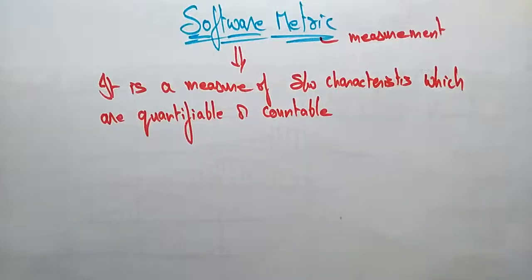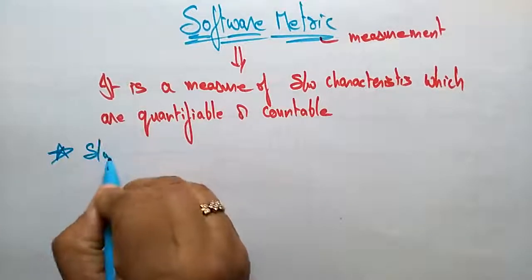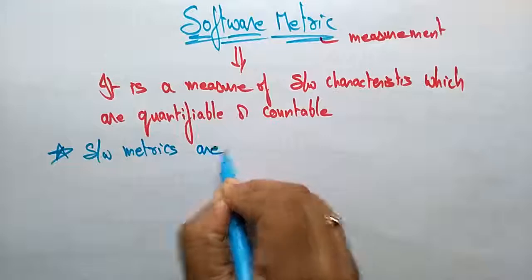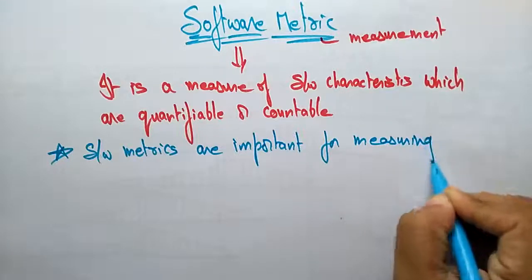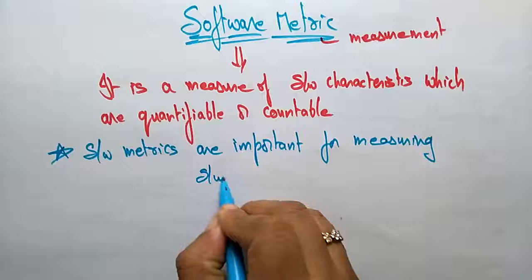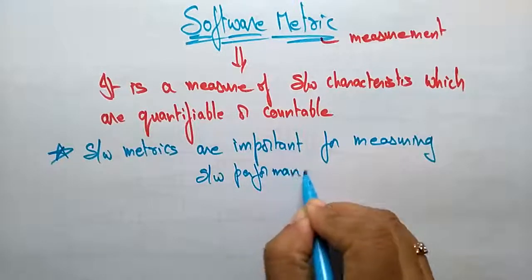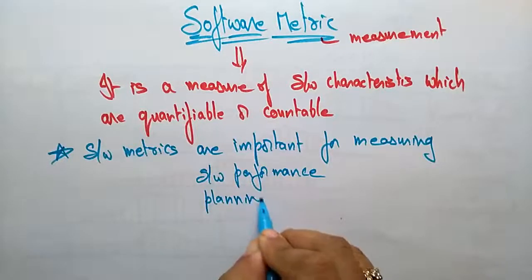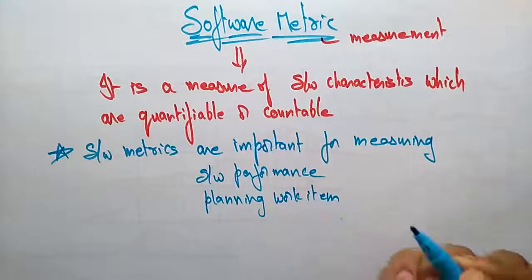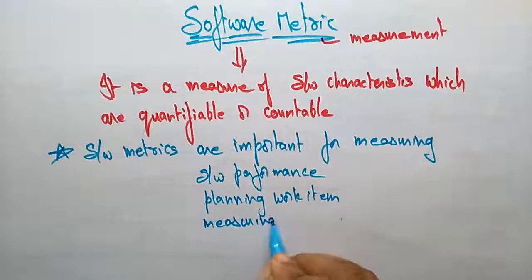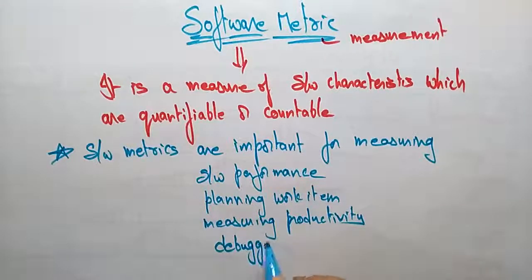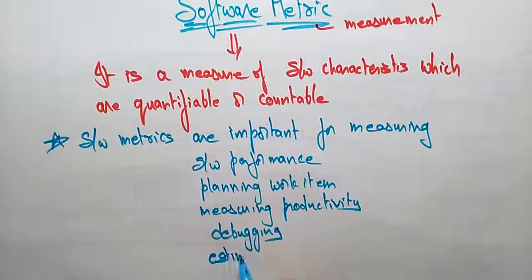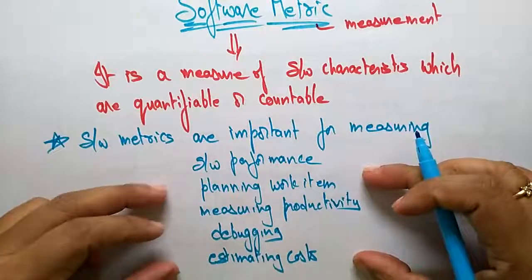Software metrics are important for measuring software performance, planning work items, measuring productivity, debugging, and estimating cost. So these are all the different measuring items that we came across in the software.